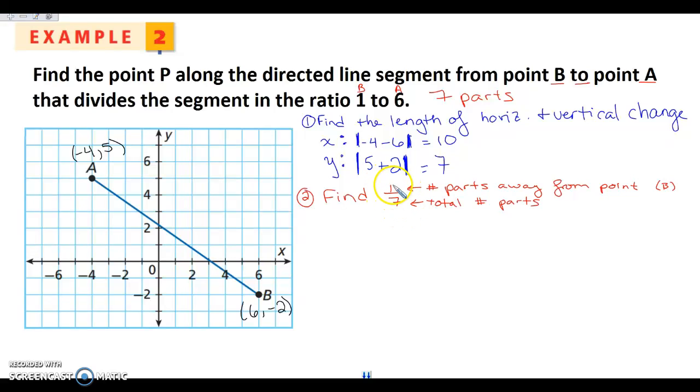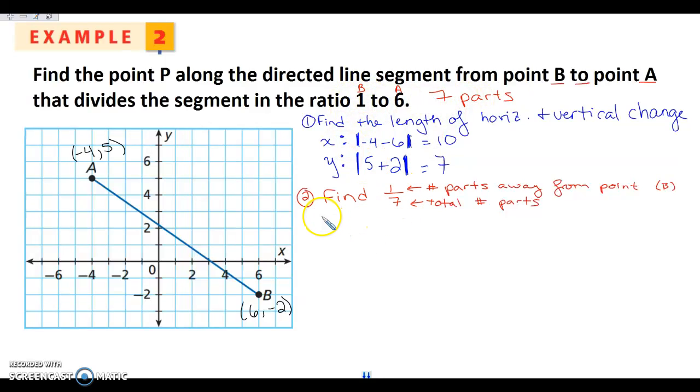The reason, again, that this is a 1 is because my ratio is 1 to 6. Okay, it will not always be a 1. If I had a ratio of 2 to 5, then I would have 2 over 7. If I had a ratio of 3 to 4, it would be 3 out of 7. Okay, so whatever this first number is out of your total number of parts, that's what your fraction is going to be.